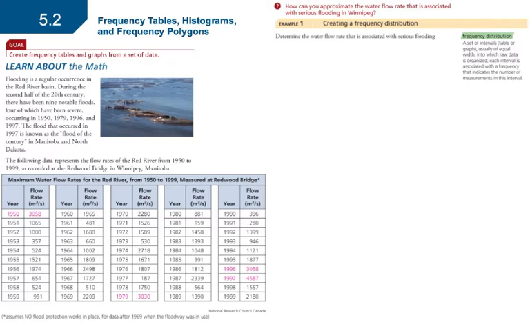What we have in this table is the maximum flow rate for the Red River in Winnipeg every year. As you can see, in 1950, it flowed at a peak of 3,058 meters cubed per second. Dropped down a bit to 1953, it only flowed at a maximum of 357, and so on and so on. So the question that we have to answer is: determine the water flow rate that is associated with serious flooding. To do that, we could just look back in the news and see when there was serious flooding, but we want to take a mathematical approach to this.